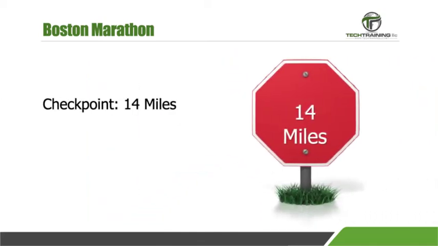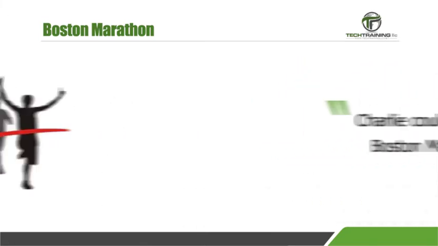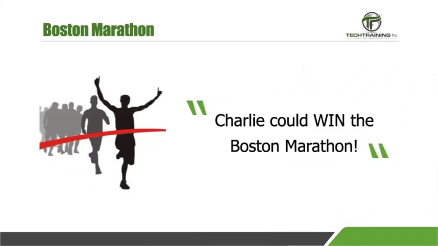But had we set up a checkpoint at the 14-mile mark, we could have identified earlier that Charlie was slowing down, and we could have encouraged him to go a little faster in order to stay on the planned 12-mile-per-hour pace, without getting into a pace we know Charlie can't maintain. And then Charlie could have won the Boston Marathon.